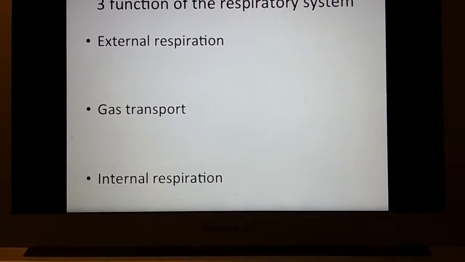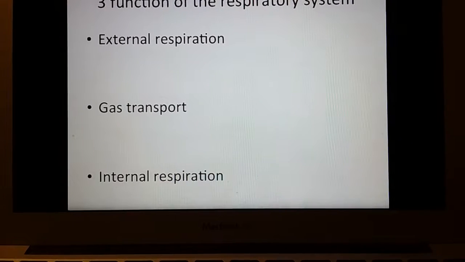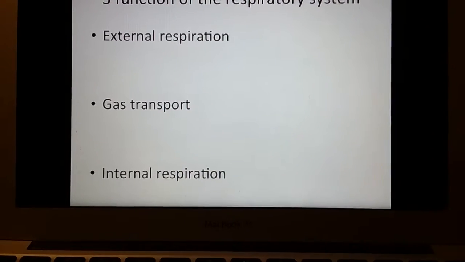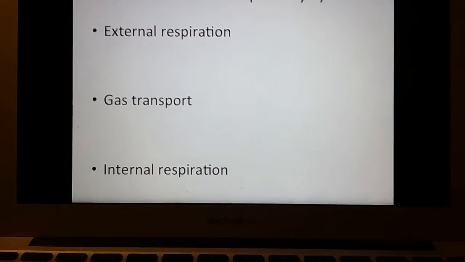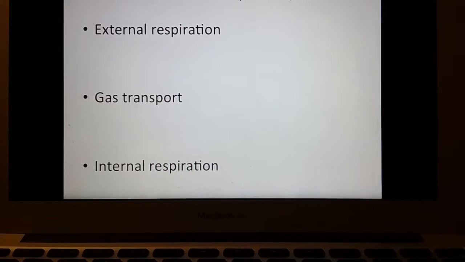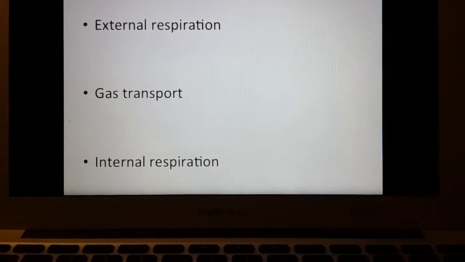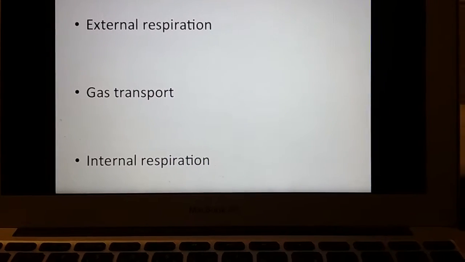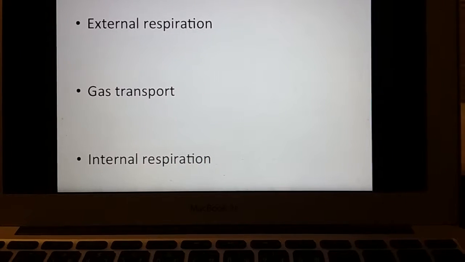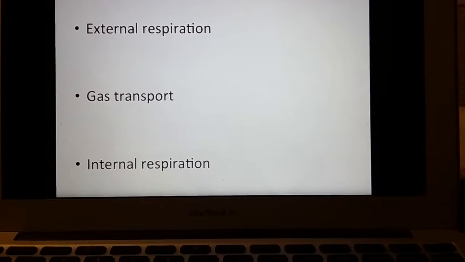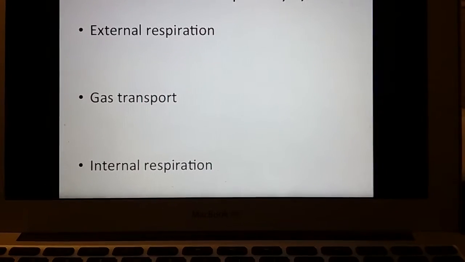External respiration happens in the lungs, where oxygen diffuses into the blood and carbon dioxide diffuses into the alveolar air. Gas transport is as the oxygen-rich blood reaches the capillaries, gas exchange happens. Oxygen is delivered to the tissues, and deoxygenated blood leaves the tissues of the body and flows back to the heart, where it is pumped to the lungs via the pulmonary arteries.